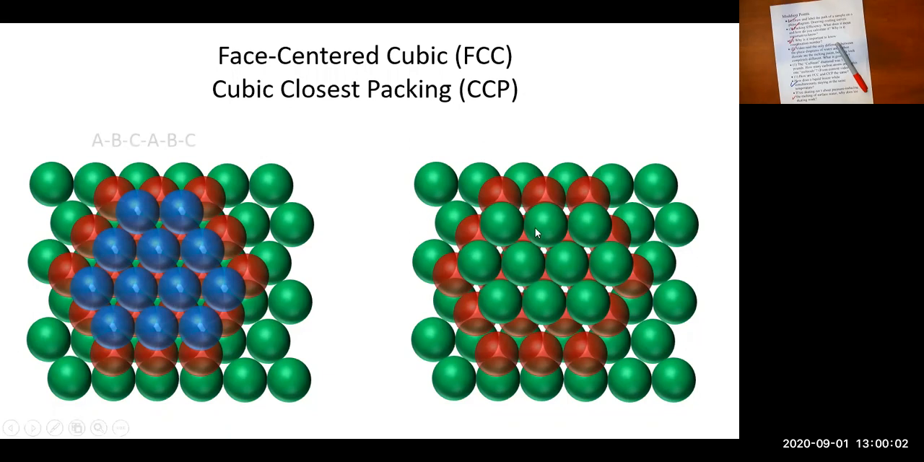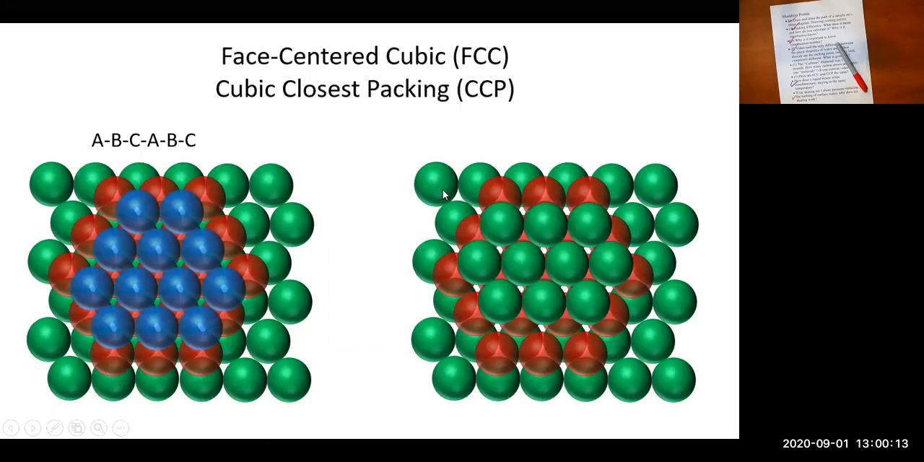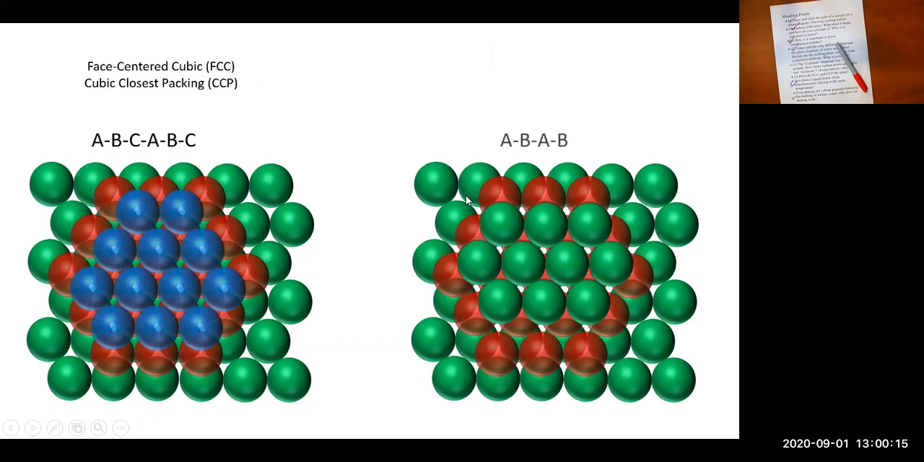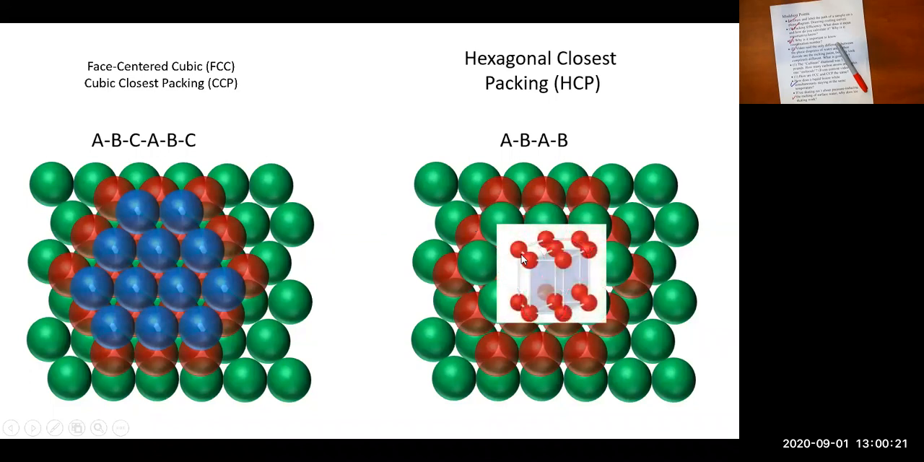This right-hand one, okay, so here we call this an ABC arrangement because we go green, red, blue, green, red, blue, green, red, blue. In this case, we go green, red, green, red, green, red in an AB arrangement, which is hexagonal closest packing. And so that is the one example of a unit cell we're looking at in this class where, when you rotate it around, it does not have a unit cell that is qubit.